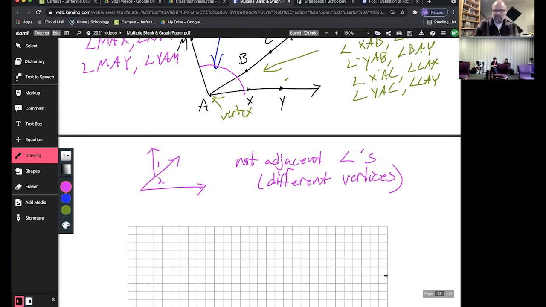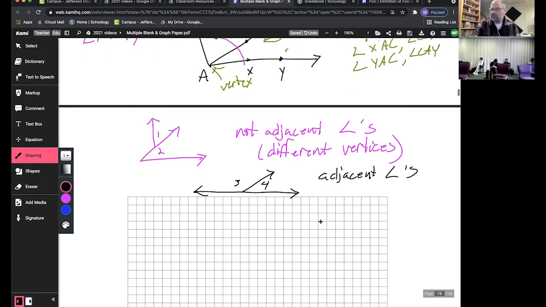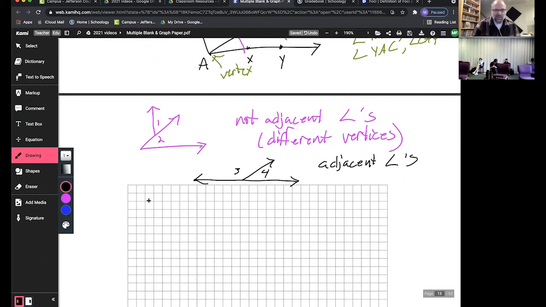Okay. Here's an example of some very popular adjacent angles. So this angle 3 and 4 are adjacent angles, but they also open up all the way to a straight line. So we call these supplementary angles. You guys have probably heard that term before. Remember, supplementary angles add up to 180 degrees.